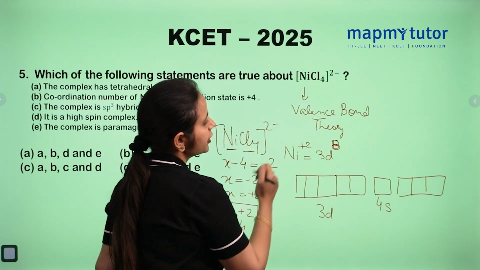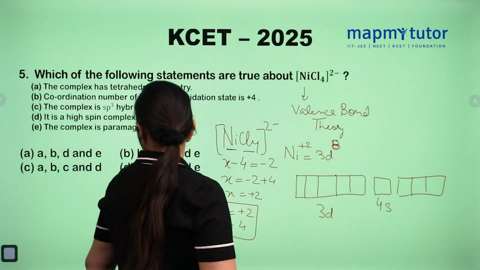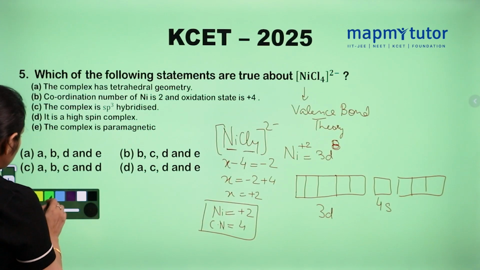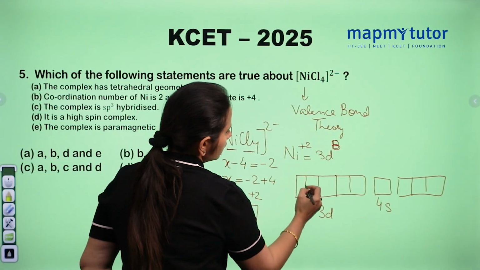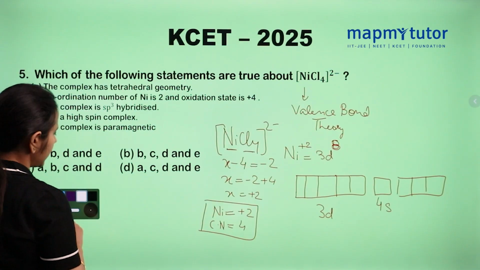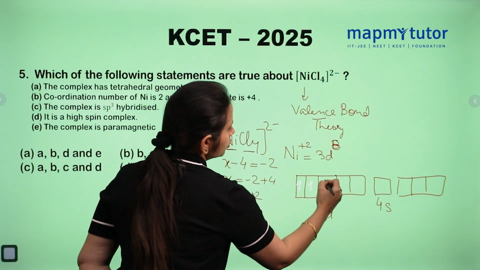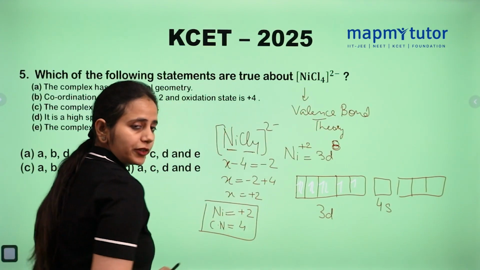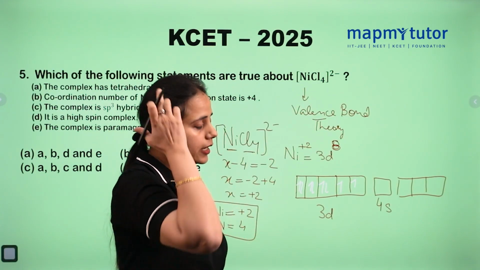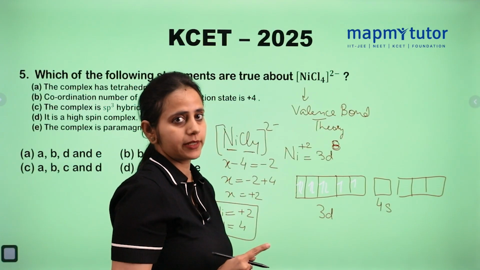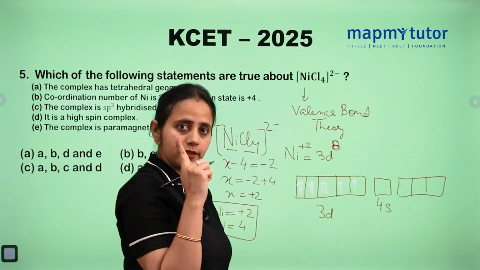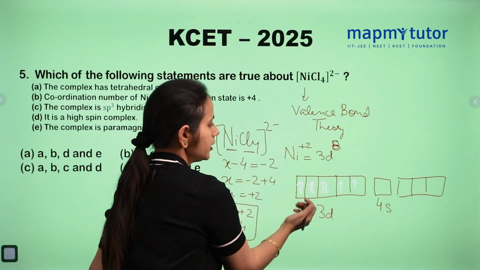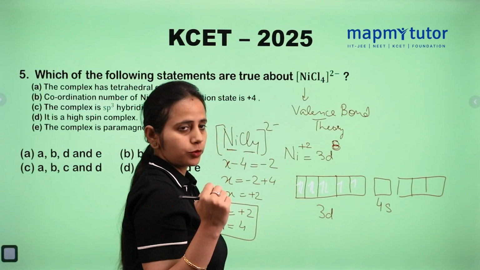Let's fill these 8 electrons in the d orbitals. We'll fill them with the help of a different color. Let's take white. 1, 2, 3, 4, 5, 6, 7 and 8. We have filled these according to Hund's rule. What does Hund's rule say? That pairing of electrons will not take place until all the orbitals contain one electron. So first we filled all the orbitals with one electron and then we paired them, and so they contain 2 unpaired electrons.